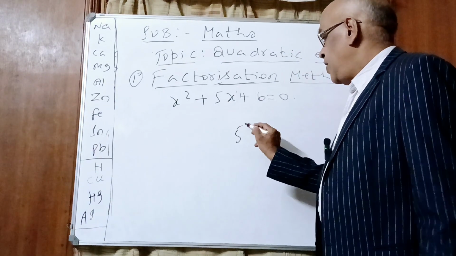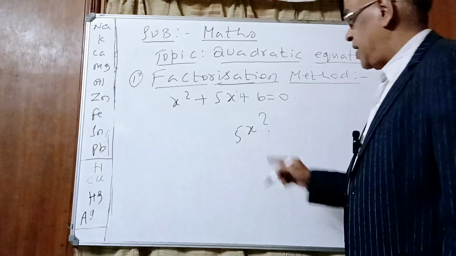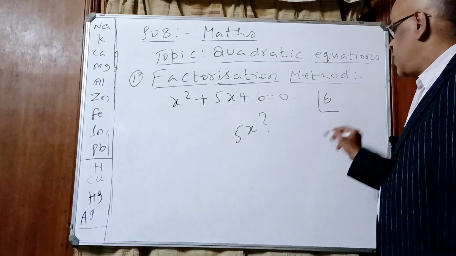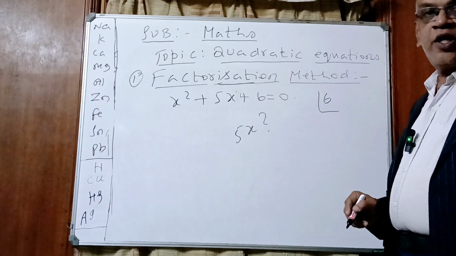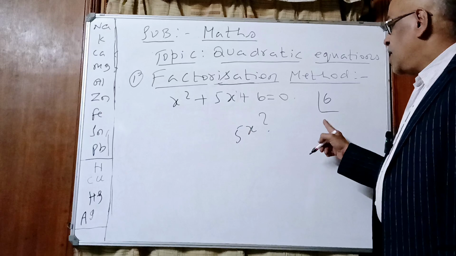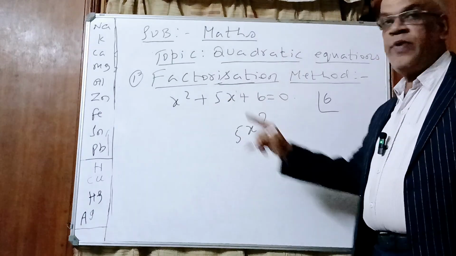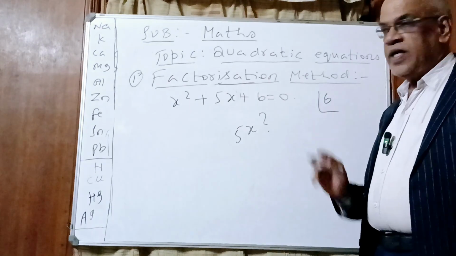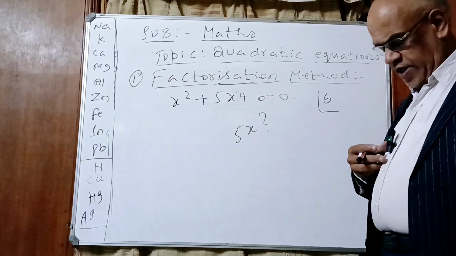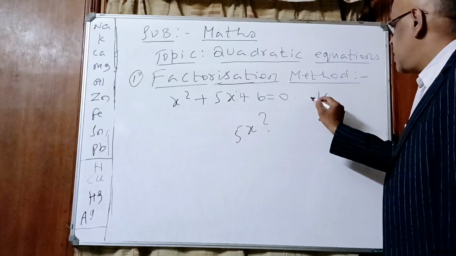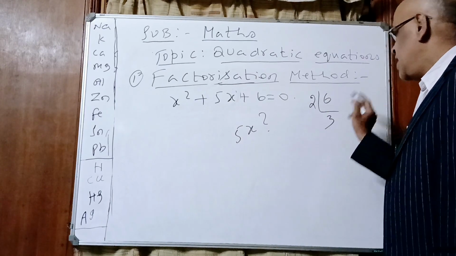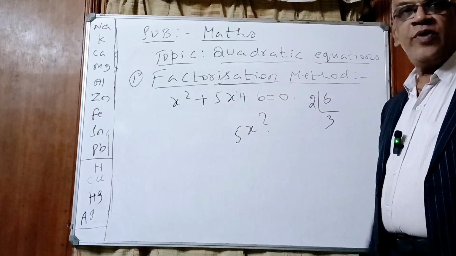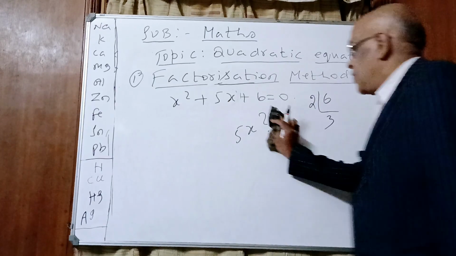Now 5x is ready to split, but he doesn't know how to split. Then this constant term 6 will help him. So find 2 numbers such that the product of the 2 numbers should be 6 and the sum should be 5. Product should be plus 6, sum should be plus 5. Signs we take later. First find out those 2 numbers. Which are the 2 numbers, children? 2 3s are 6. Yes, 2 plus 3 is 5. Yes, we got the factors. Yes or no, children?